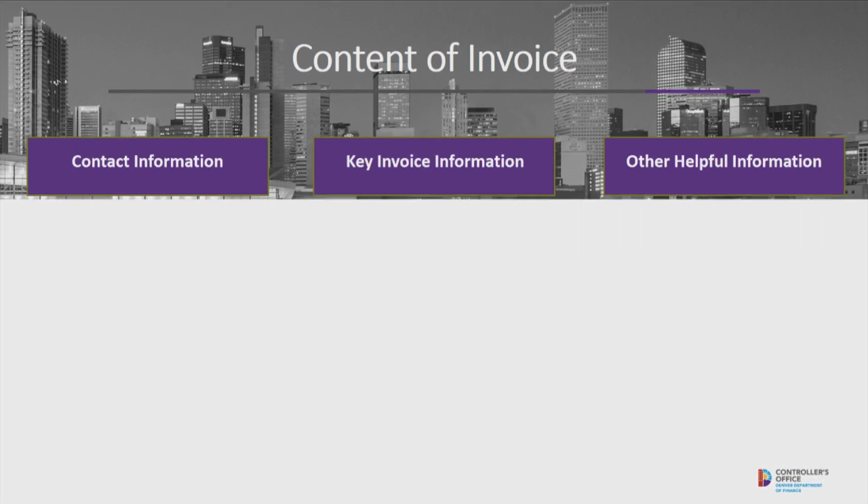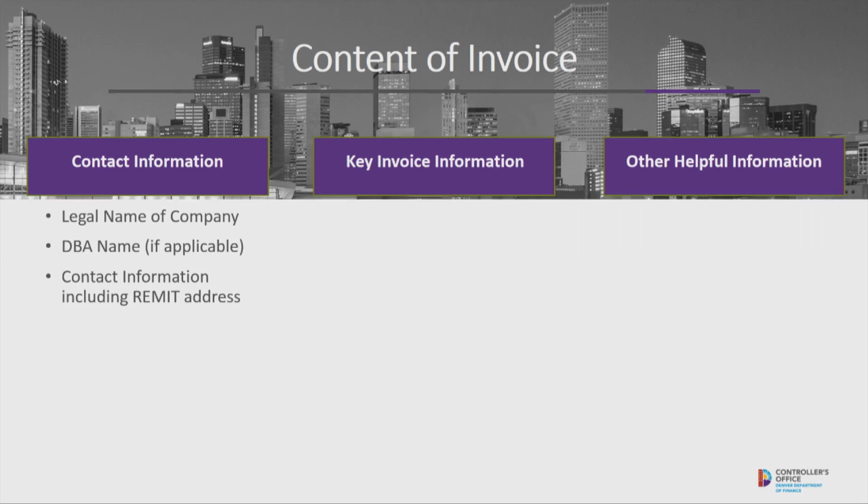Content of an invoice. This is what's important to have on your invoices, whether you run QuickBooks or another accounting software. Please make sure your contact information has the legal name of your company, that it also has your doing business as name, and that your remit address is on the invoice. Many people receive checks either through their bank or through a centralized accounting address. And so if you do not receive checks at your actual business address, please make sure the remit address, where you want your checks and payments to go to, is on your invoice.